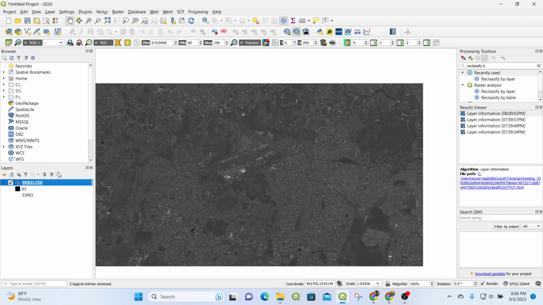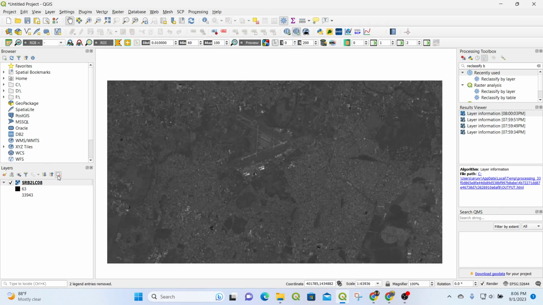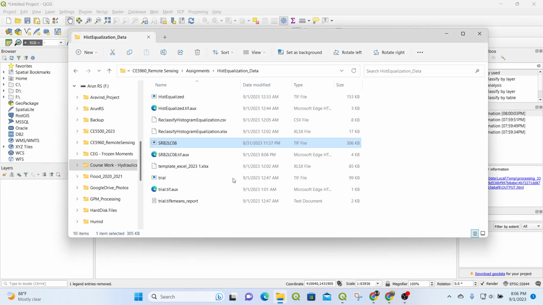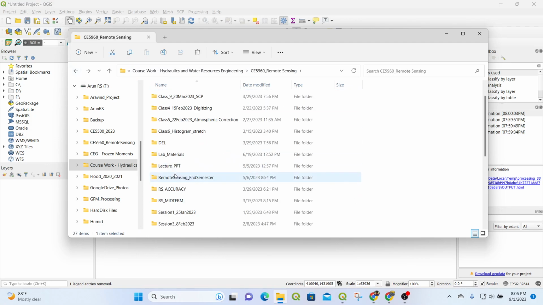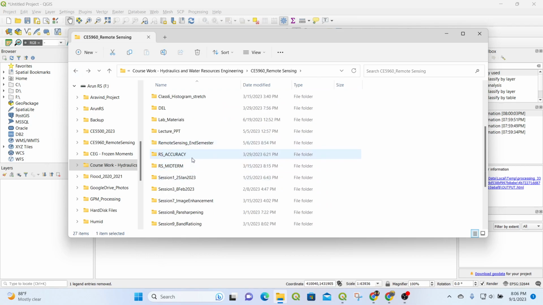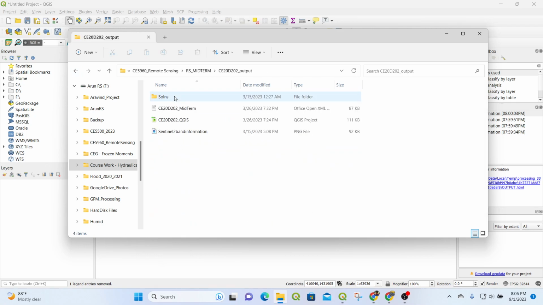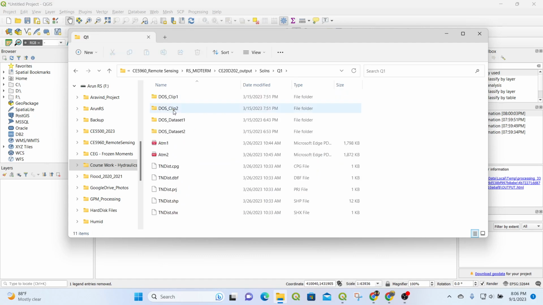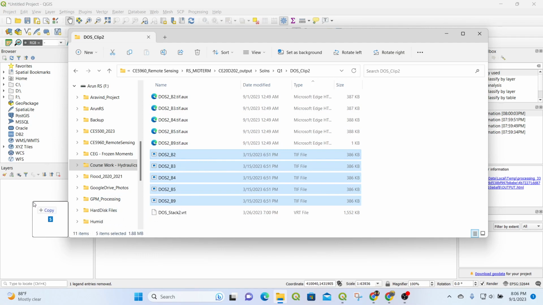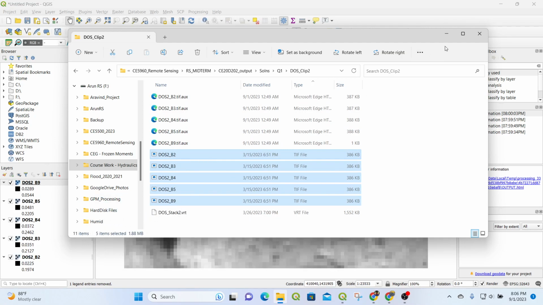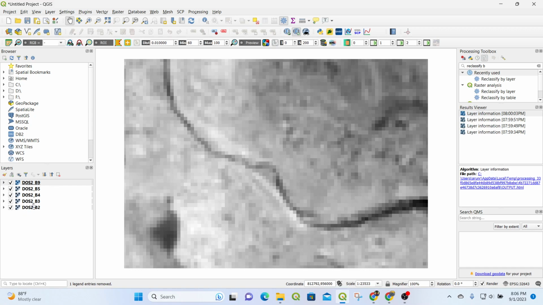I have QGIS open. Let's say we can do it for the data set, so I will load the data set. This is atmospherically corrected Sentinel-2 data. These are the bands which I have used, like in the last class also, I have used the same image.